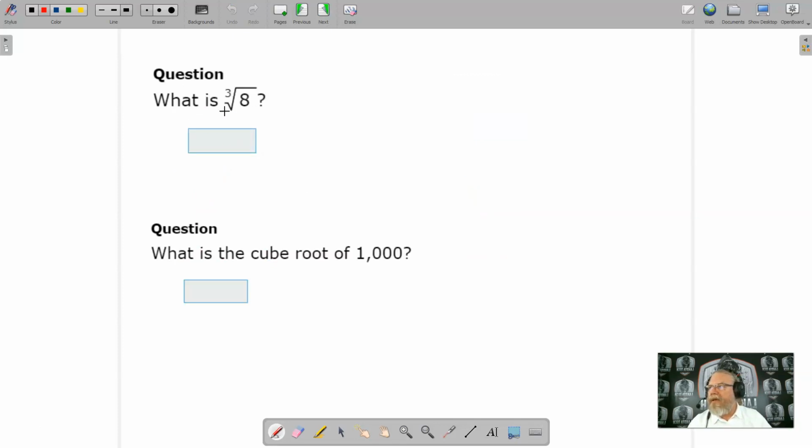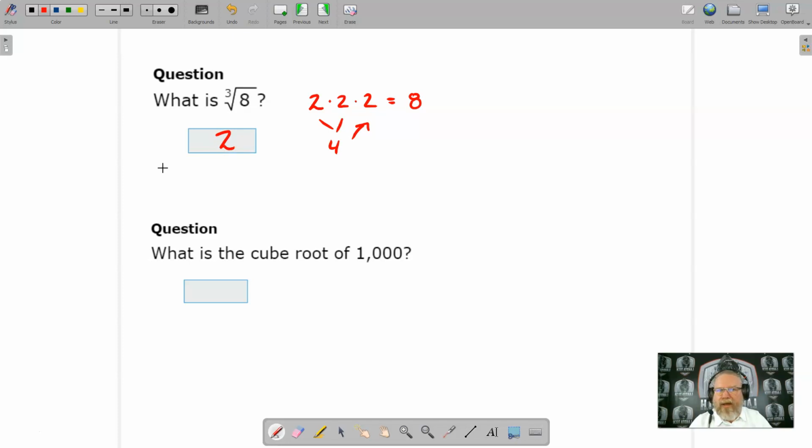On the next slide, what is the cube root of 8? Well, we know that 1 is 1, so let's try 2. What if I did 2 times 2 times 2? What's that going to give me? 2 times 2 is 4, and then 4 times 2 gives me 8. So 2 times 2 times 2 is 8, so the cube root of 8 must be 2.